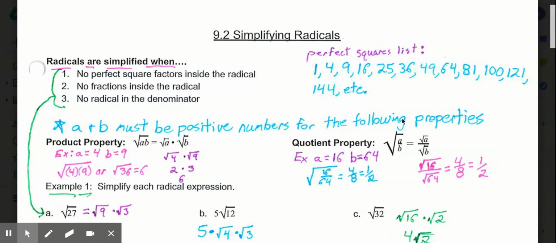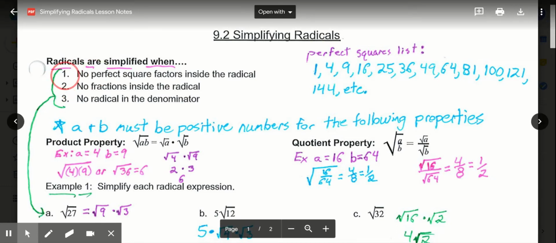Hi, and welcome to our lesson on simplifying radicals, sometimes referred to as simplifying square roots. As we learned in our last lesson, anything inside of what is typically known as a square root symbol, also known as a radical, is called a radicand. There are three things we need to check to make sure radicals are simplified. Radicals are simplified when they meet these three criteria.